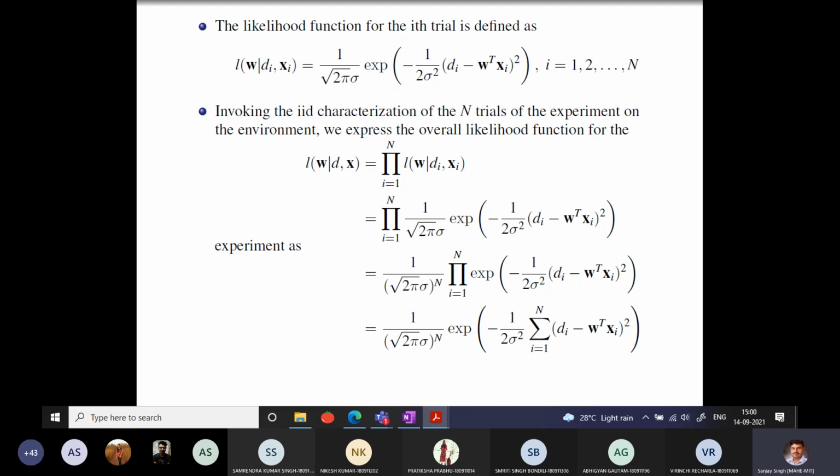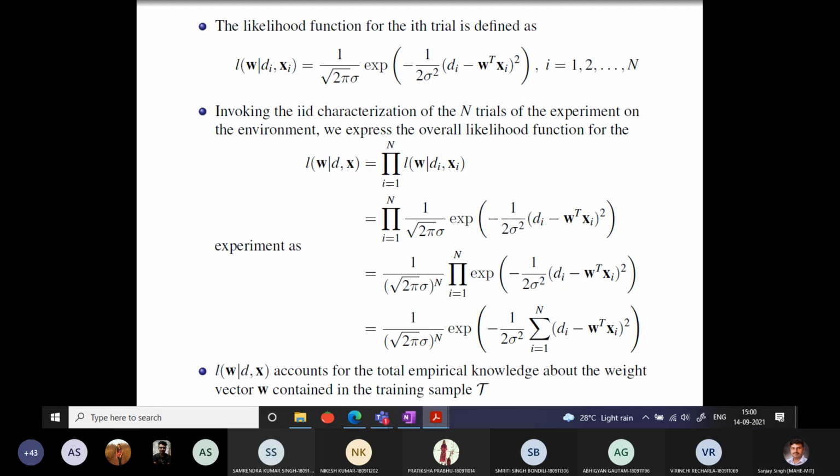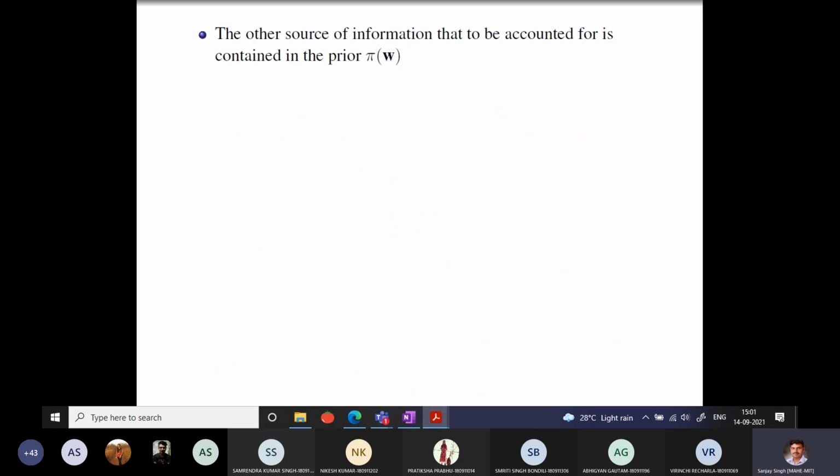Now, all this story that we are building is finally to find a value of w using this MAP. As I mentioned, this accounts for the likelihood function. You have to consider the entire space. So it accounts for the total empirical knowledge about the weight vector w contained in the training sample T. Total empirical knowledge means the entire training data is given, which has been accounted for by this particular formula, or the relation I should say, not formula.